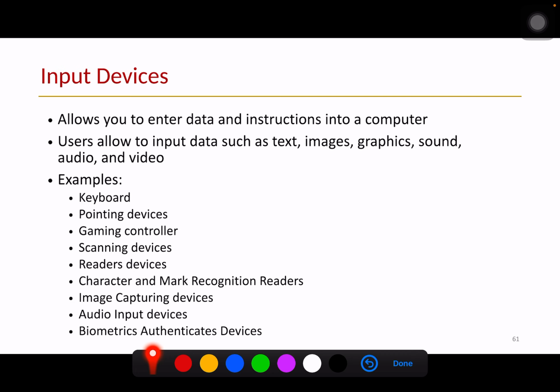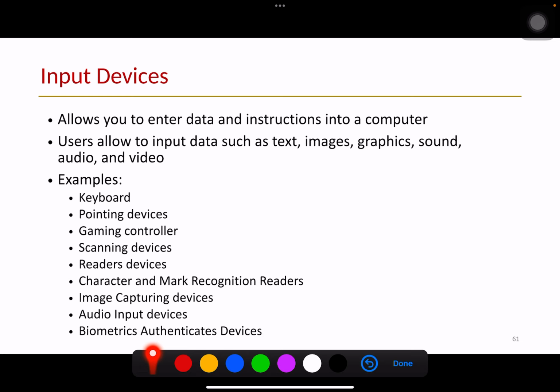Alright, so tengoklah satu-satu. Input, we have keyboard, pointing devices, gaming control, scanning devices, readers, character and mark recognition readers, image capturing device, audio input devices, and also biometrics or authentication devices.